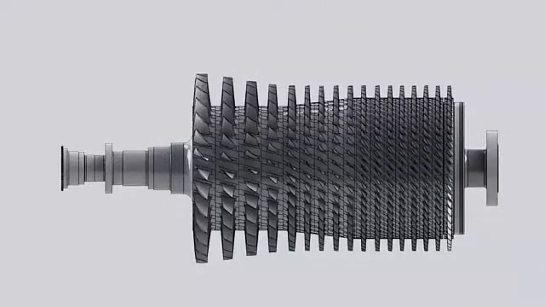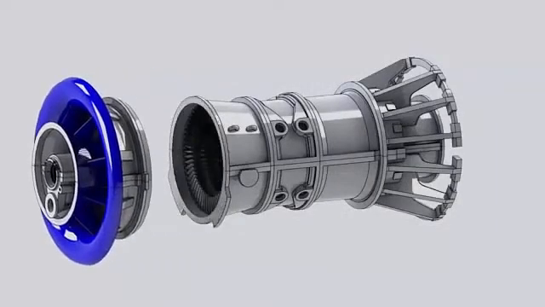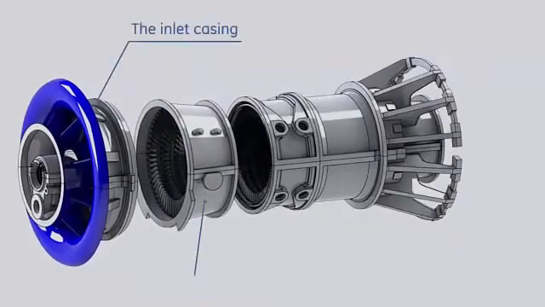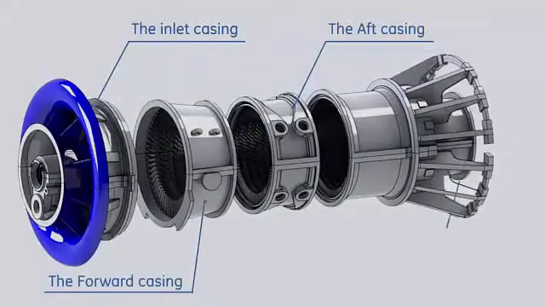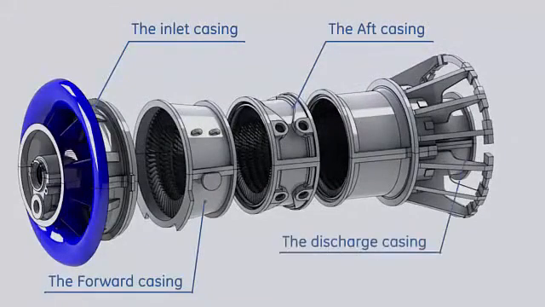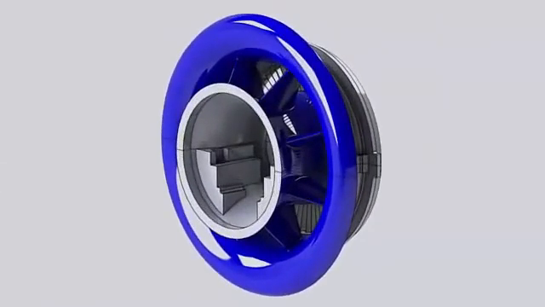Rotor blades are held in axial position by staking at both ends of every dovetail slot. Compressor blades cannot be replaced with the rotor in position. Wheels must be disassembled. The compressor stator consists of 4 main components: the inlet casing, the forward casing, the aft casing, the discharge casing. The inlet casing is located at the forward end of the gas turbine.